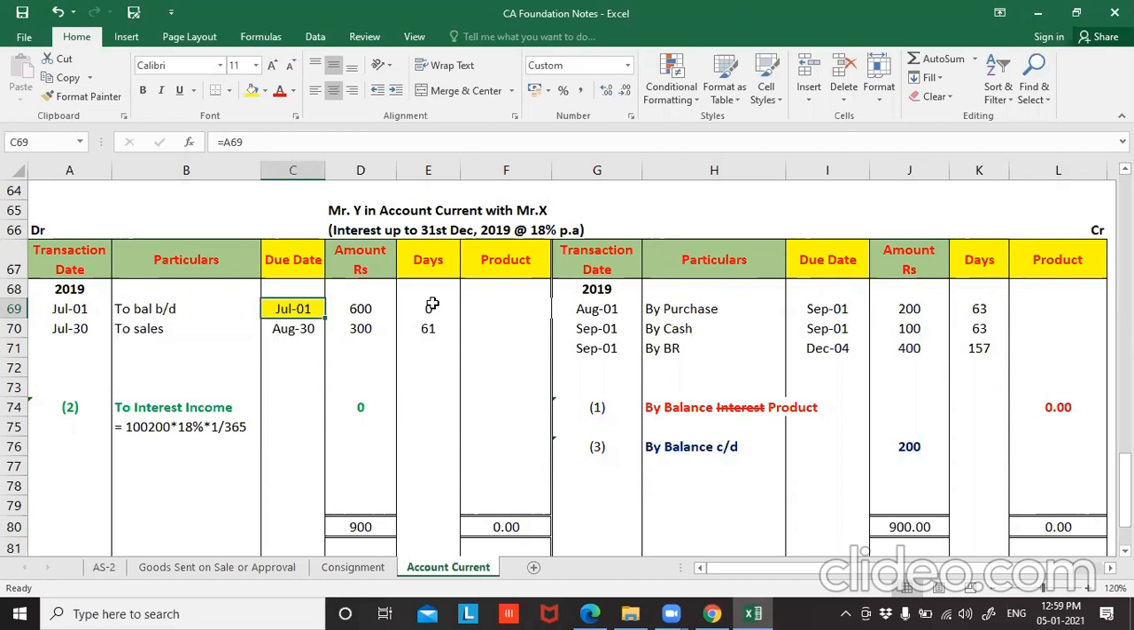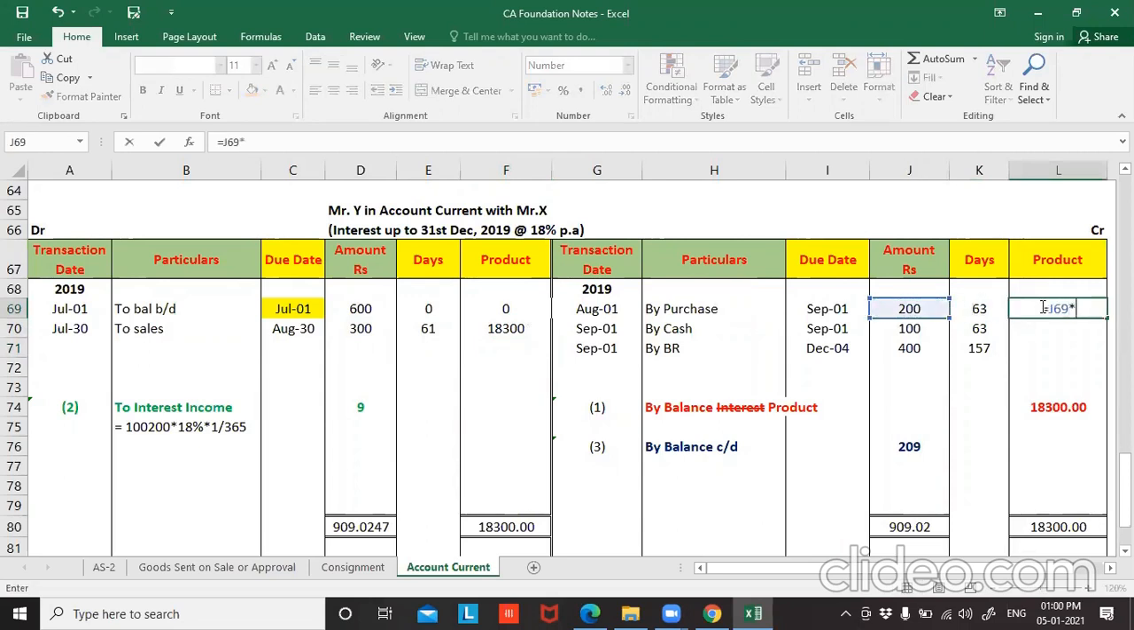Now what happens after that? We'll take a product. So please take a product. 600 into 0 will be 0. 300 into 61 is how much? 18,300. The product of 200 into 63, how much is it? 12,600. 100 into 63. Then this into 157. We've got this. Guys, till this have you got? Please note it down. Then I'll tell you.